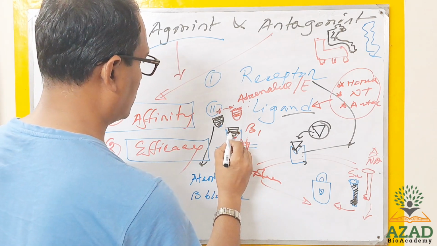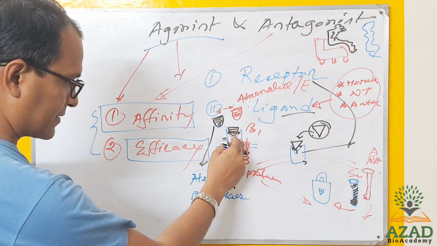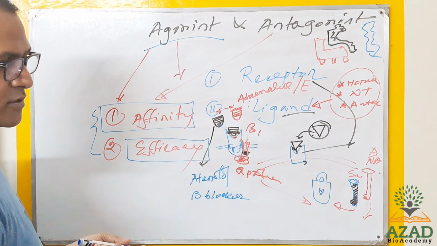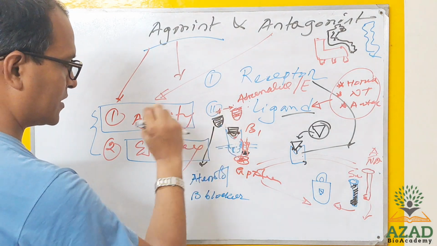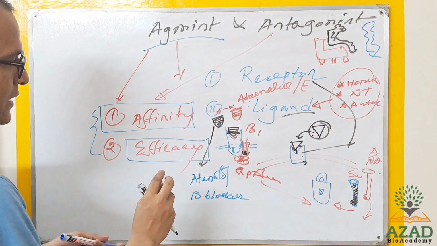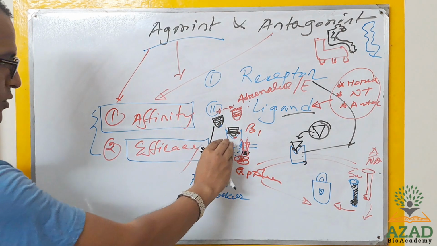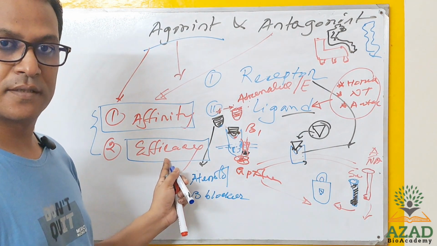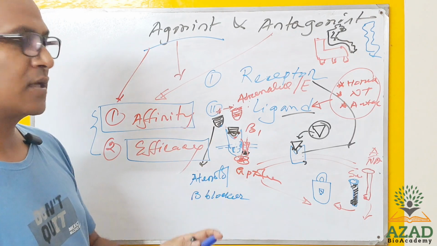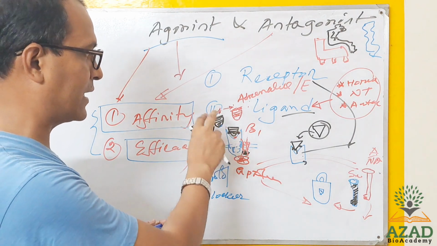It will form a bond with the receptor and has no inner ability to change the conformation of the receptor. That means it will just encroach on the position. It will just sit on the binding site, but has no ability to change the conformation of the receptor. That means no efficacy. So this is the antagonist. Why is it called antagonist? It will antagonize, or anti-agonist.